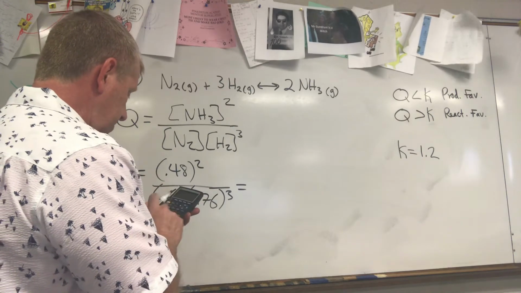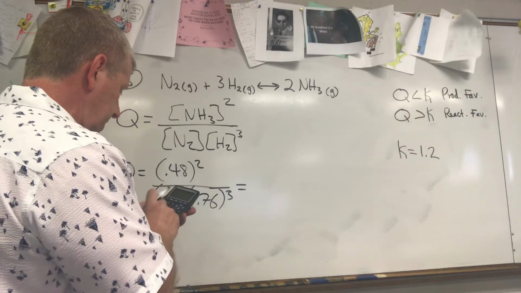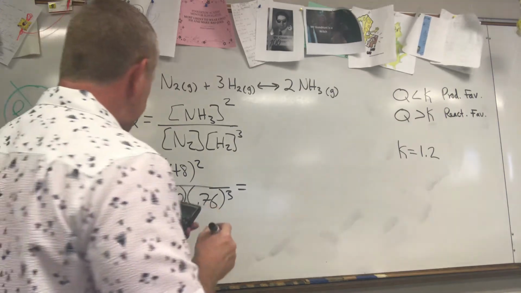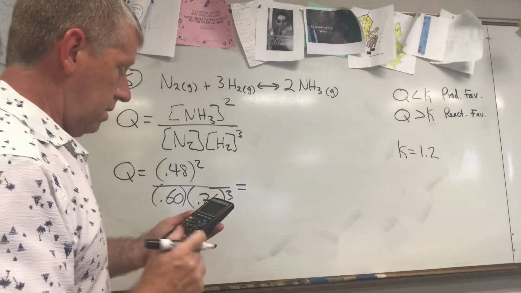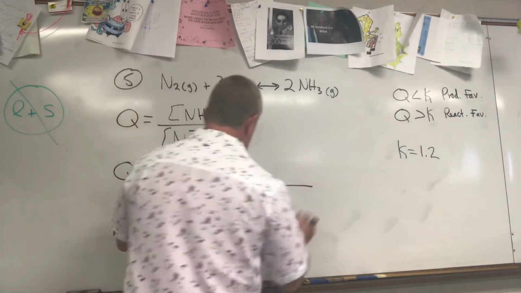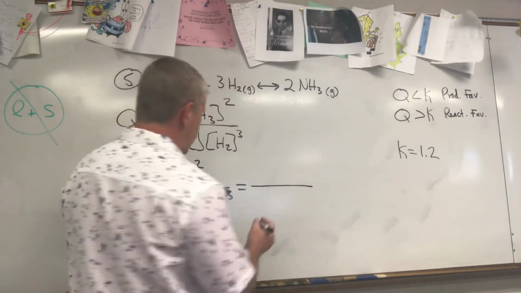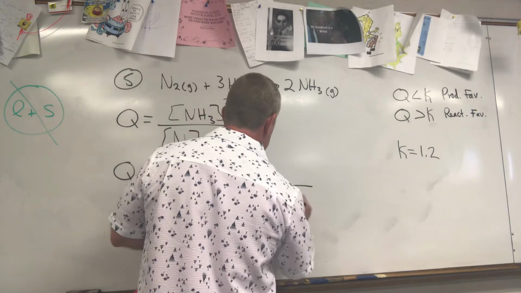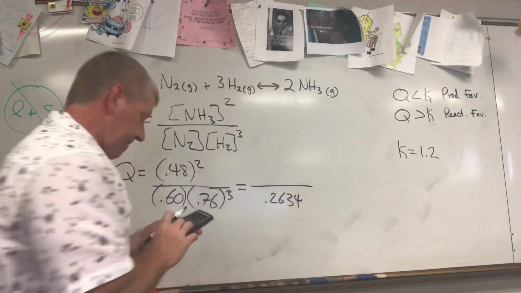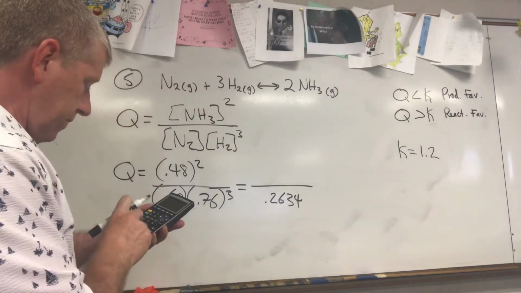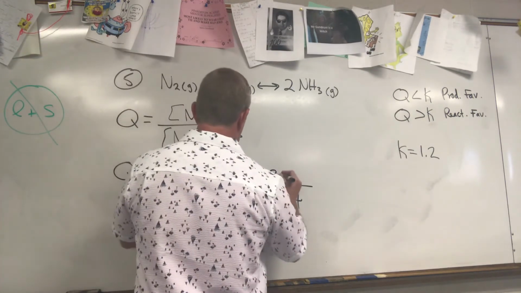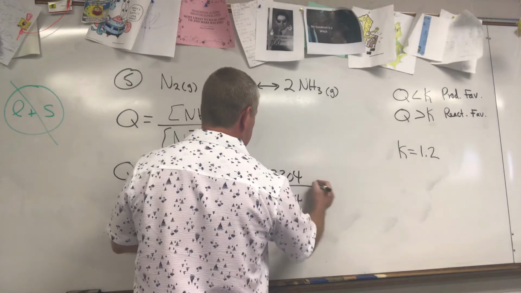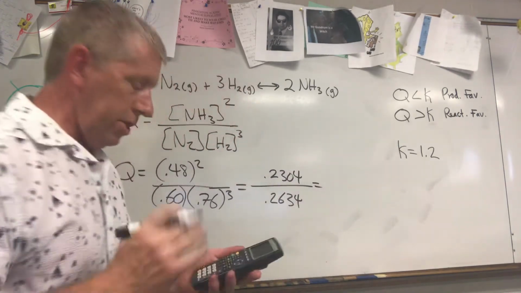0.76 times 0.76 times 0.76. I'm cubing the hydrogen first, and I'm going to multiply that by 0.6. That gives 0.2634. Then on top, take 0.48 times 0.48, and get 0.2308. Yeah, they're close. That's actually a little bit less than 1.